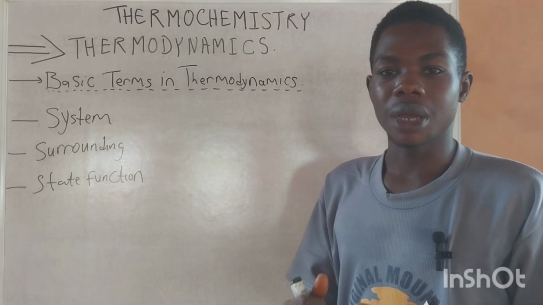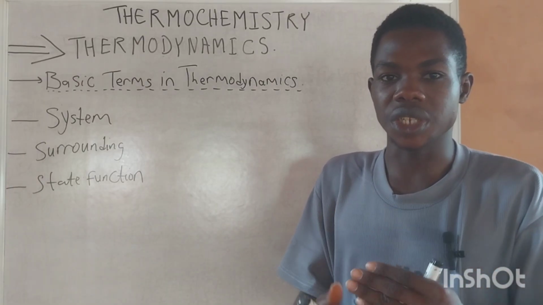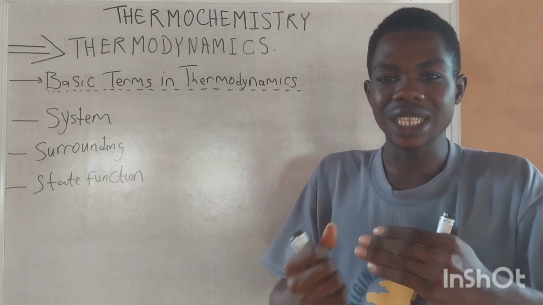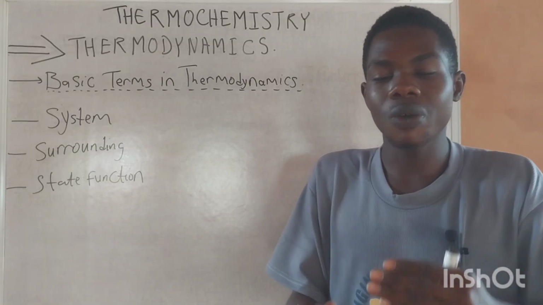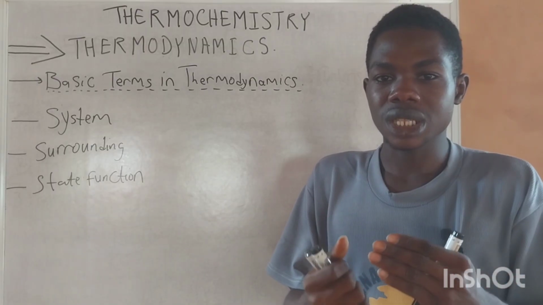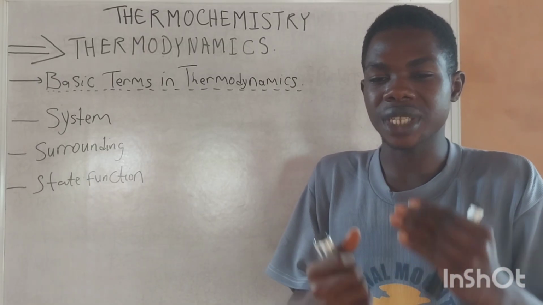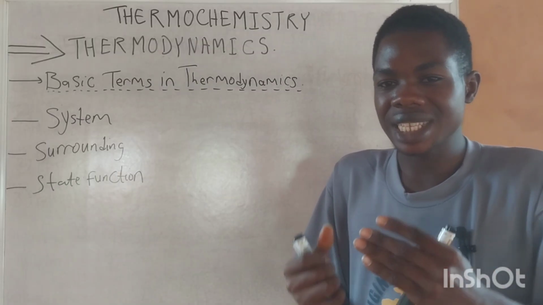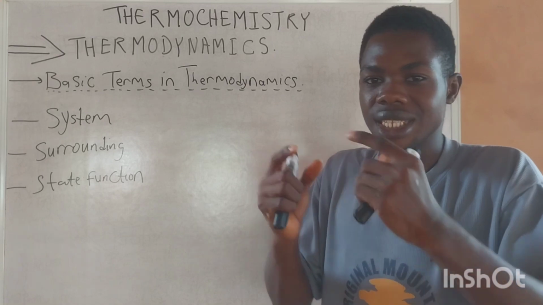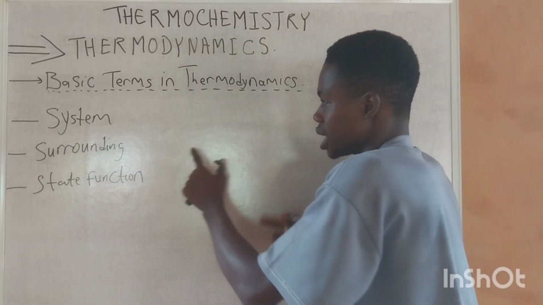Now, what is a system? Please take note that a system is a region where energy changes occur. When I was explaining thermodynamics, I said that it is a branch of chemistry that studies energy changes, heat transfer, and work in physical and chemical processes. Now, these energy changes cannot just occur like that. They need a system where they can occur. So that's where systems come in.